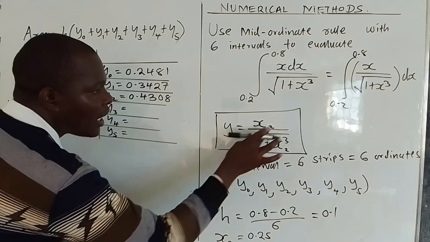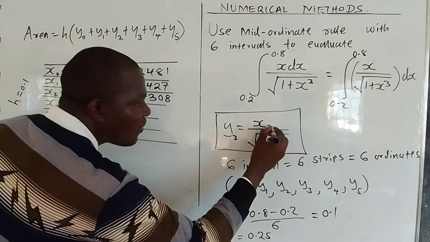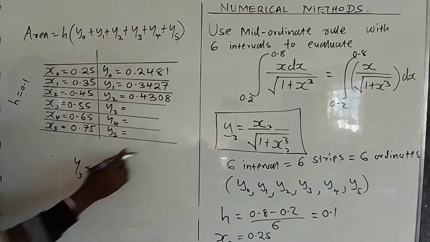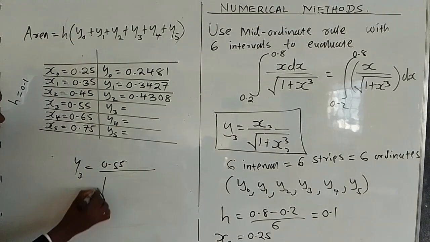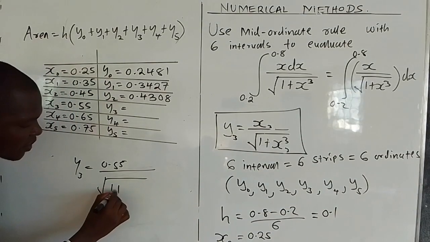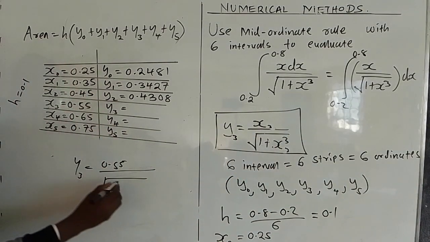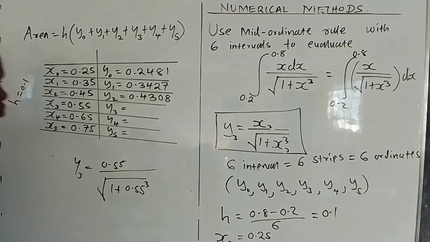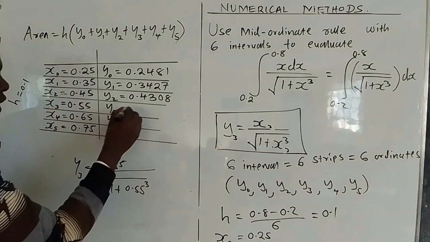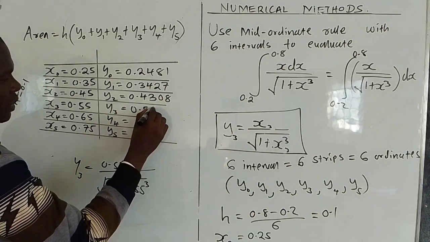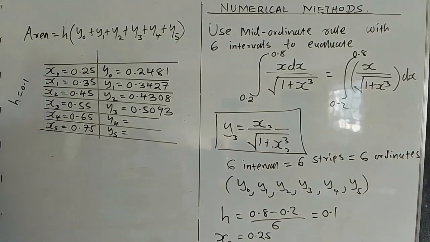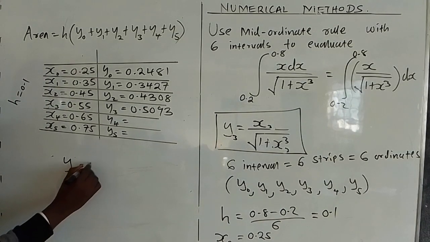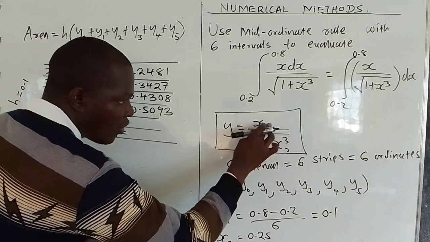y3 means if here is y3, there is x3. So y3 will be x3, which is 0.55 over square root of 1 plus x3 cubed. 0.55 cubed. What do you get to be y3? 0.5093. You are done with y3. You move to y4.